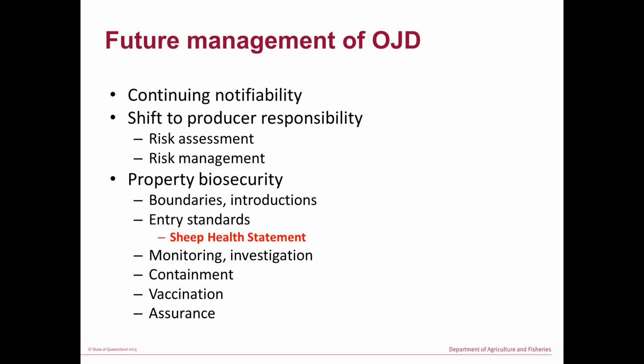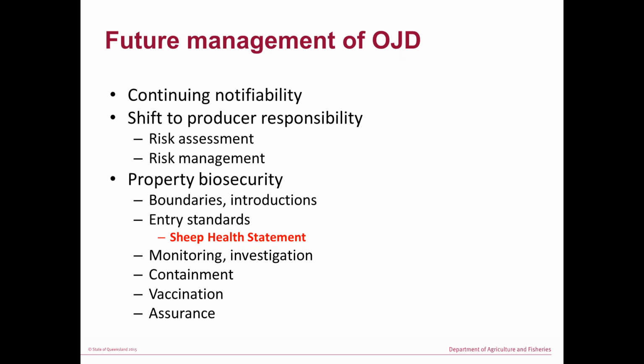Basically, the standards of entry for Johnes disease for sheep coming onto your property should not change from what they are now going forward, but it's your responsibility now, rather than government's responsibility, to make sure that that standard is met. But there's other things that you can do to maintain your biosecurity as well. Monitor your sheep health. If there is an apparent problem in sheep health, have it investigated, preferably by a veterinarian.